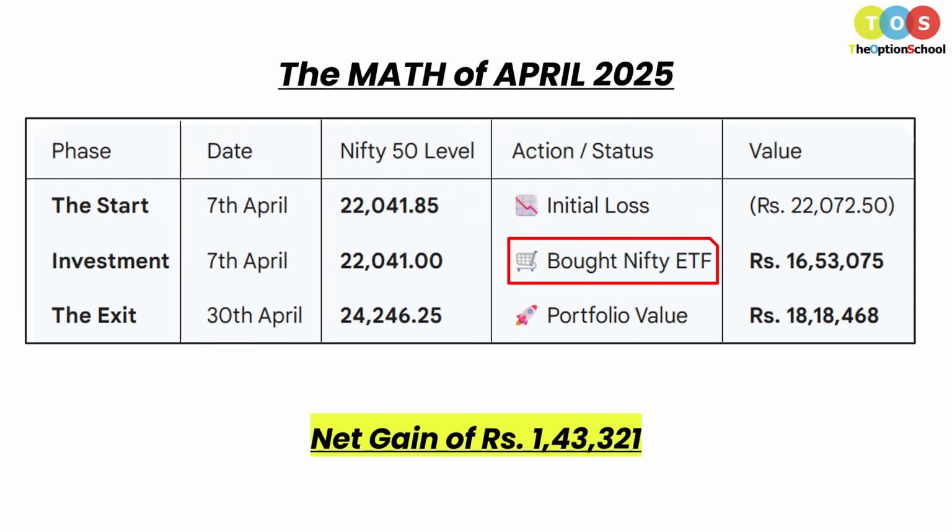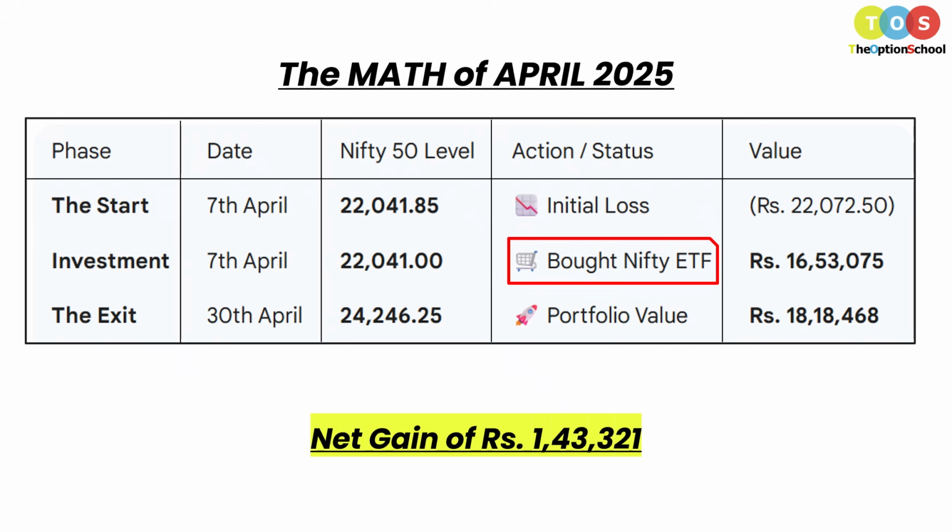These are the calculations. If one closes the put ratio spread trade on the 7th with a loss of 22k and buys one lot of Nifty ETF, then by the end of the month, the trader will make a huge profit in Nifty ETF. Overall, after subtracting the loss of 22k in the put ratio spread, the net profit is still around 1.43 lakhs. See, from 22,041, the market on month end has closed at 24,246.